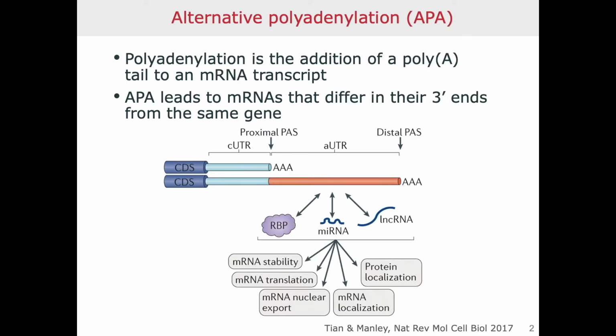Polyadenylation refers to the addition of a poly A tail to an mRNA transcript, and APA is a widespread mechanism of gene regulation that generates distinct 3' ends in mRNA transcripts. APA occurring in the 3' untranslated regions can lead to the production of mRNA isoforms with different stability and can also affect mRNA translation and localization.